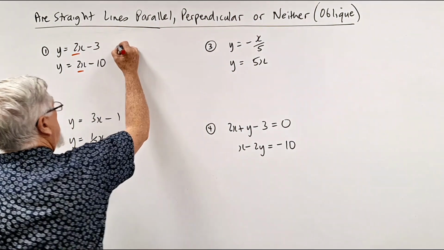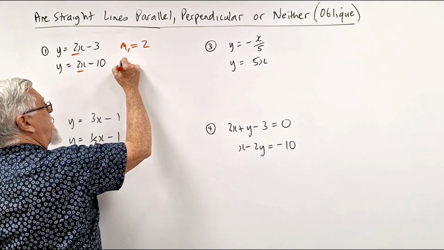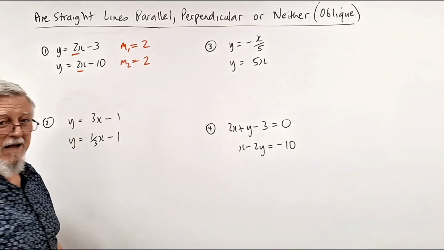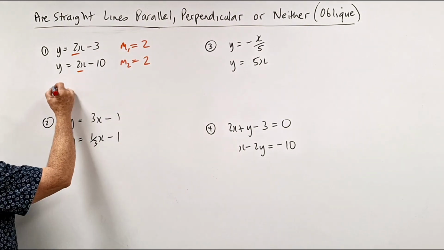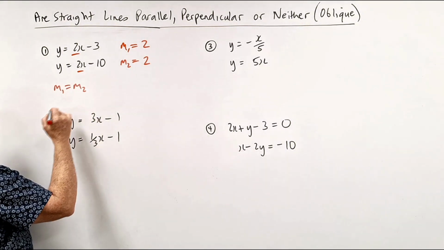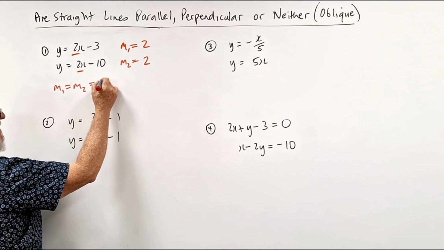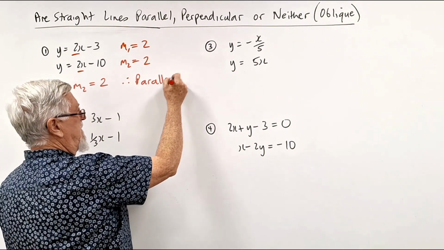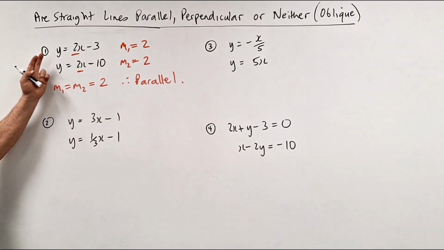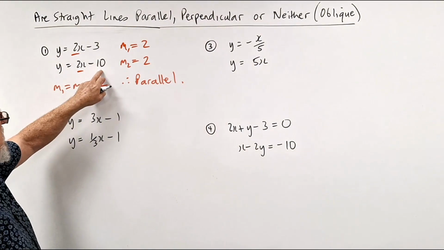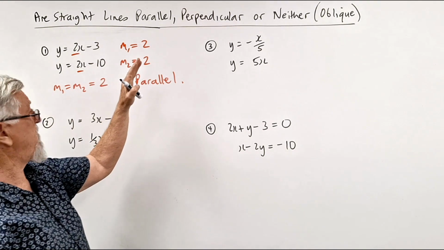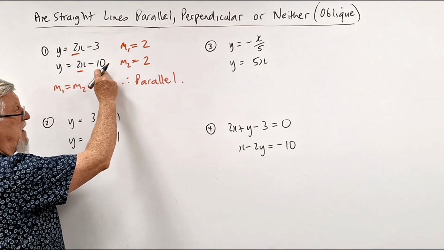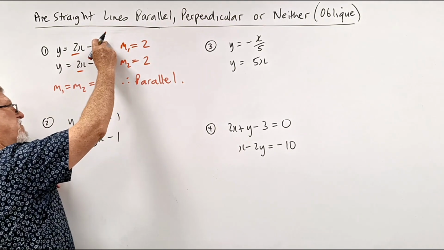So if you want to be fussy, you could say that the first line has a gradient of 2, and the second line has a gradient of 2. So the gradients are the same. Some people will get really fussy and say that m1 equals m2, and go a step further and say they're both 2, and therefore they are parallel. So parallel lines, if you've got it written as y equals and y equals, all it means is these two lines have the same gradient and they've been moved either up or down from each other. So this one's lower down than that one, or you could say that one's higher up than that one.